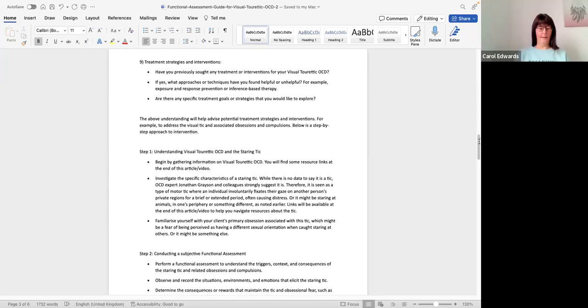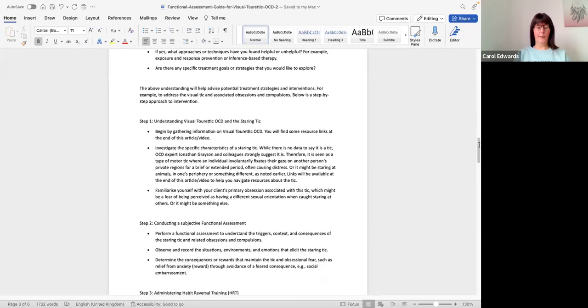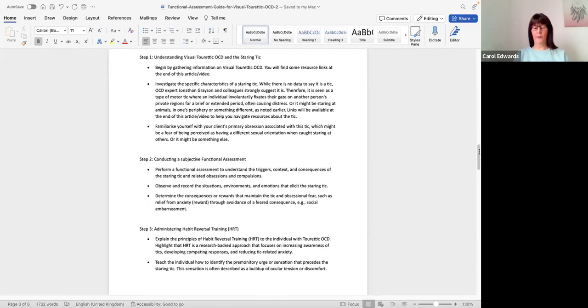Yeah, so the next part says the above understanding will help advise potential treatment strategies and interventions, for example, to address the visual tic and associated obsessions and compulsions. Below is a step-by-step approach to intervention. Step one, understanding visual Tourettic OCD and staring tic. Begin by gathering information on visual Tourettic OCD. You will find some resource links at the end of this video.